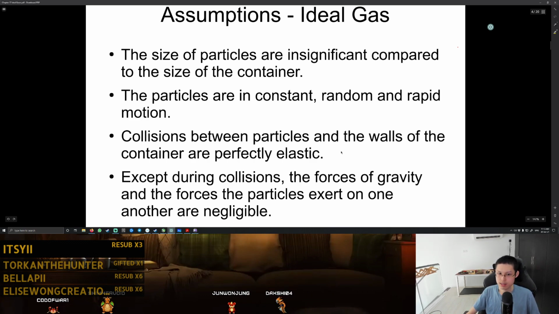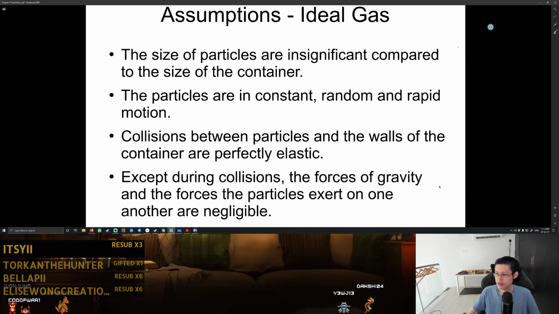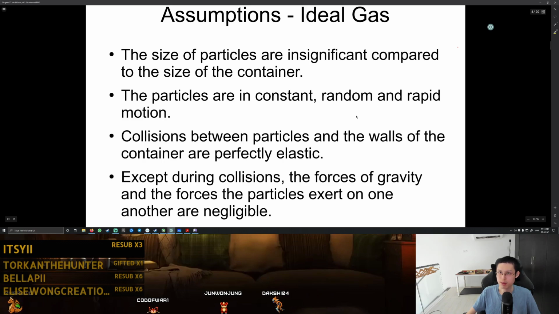So the last sentence basically means you can ignore the weight of the particles, because the weight of the particles is insignificant compared to the reaction force from the walls of the container. So we can just ignore them. So you're essentially assuming that the ideal gas particles are weightless, they are perfectly elastic, they move at some constant speed in some random direction. And by random, that means it's completely random. There's no preference for a particular direction. And that the particles are basically point particles. They're so small that we can just ignore the size, the volume of the particles.